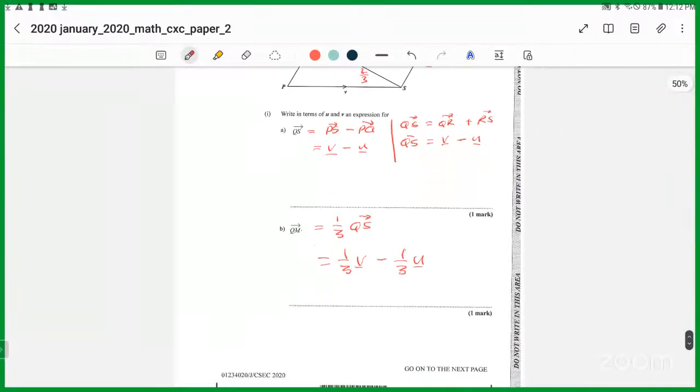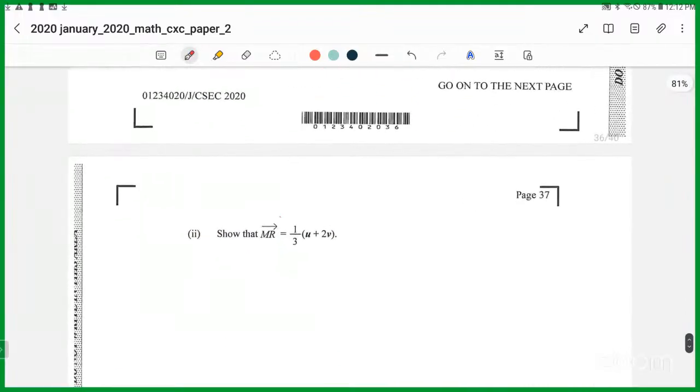The next part now wants us to show that MR is this. And if we expand this out, you see what it would be? It would be 1/3 U plus 2/3 V. If you expand it out just to see what it is. Because normally you don't get the vector factorized like this. You normally get it with separate terms. So if we show this, then it means that we have that. So basically to show this, I need to just work out what MR is. And it must work out to be this, which would then be that. Alright? That's how we show this thing.